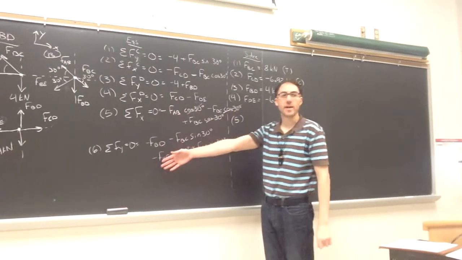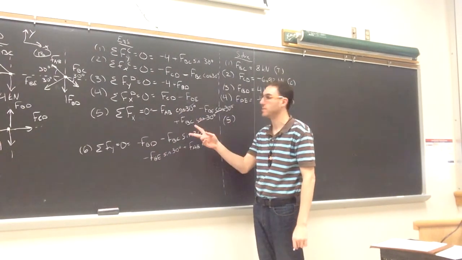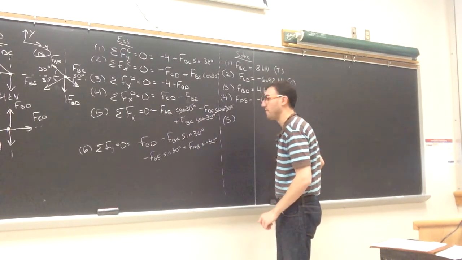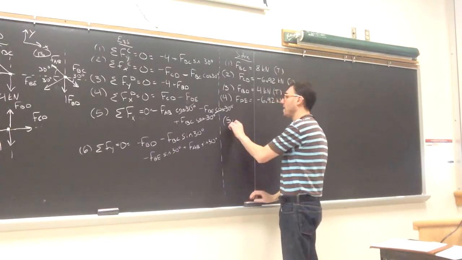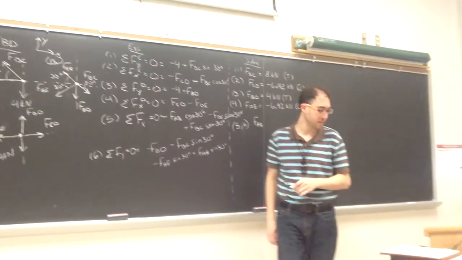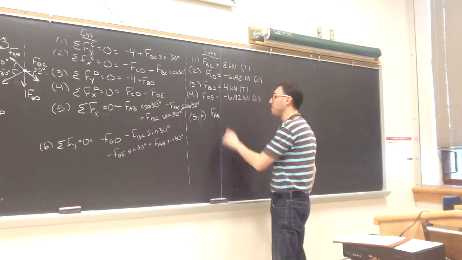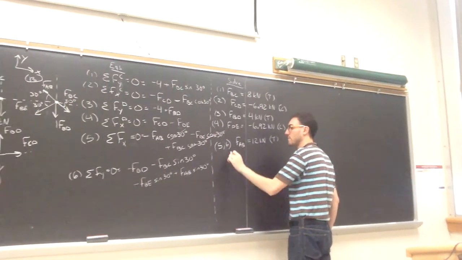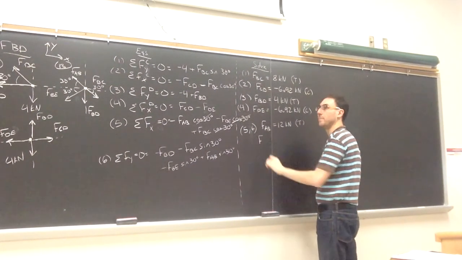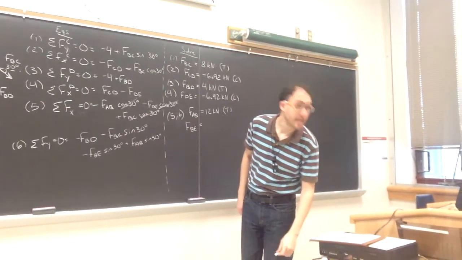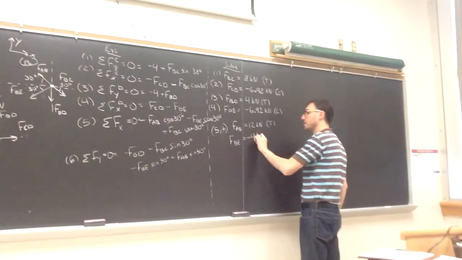From equation 5 to equation 6, I only have those two unknowns left, FAB and FBE. So if I solve 5 and 6 at the same time, I can find those two remaining values. FAB, I get 12 kilonewtons in tension. And BE, the last one, I get negative 4 kilonewtons, so it's in compression.